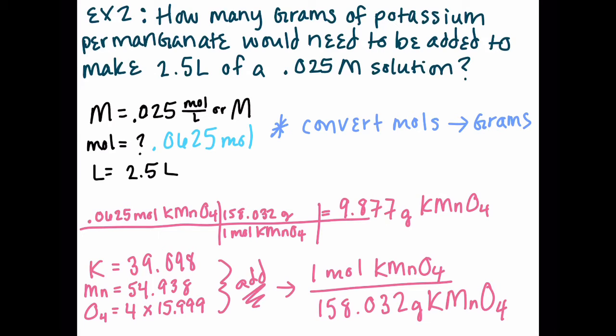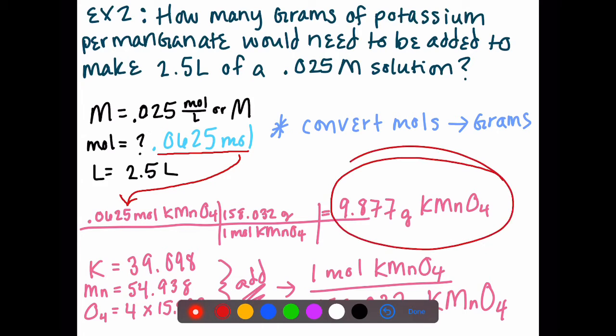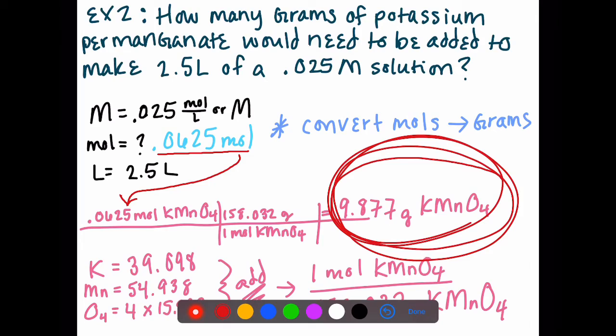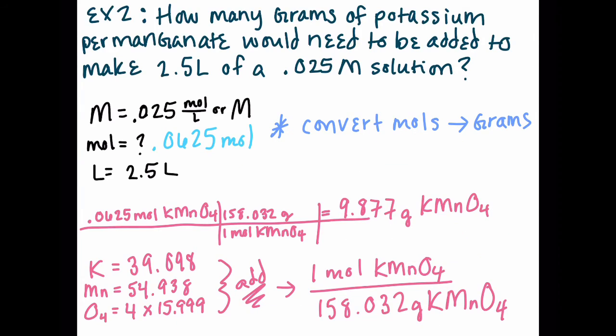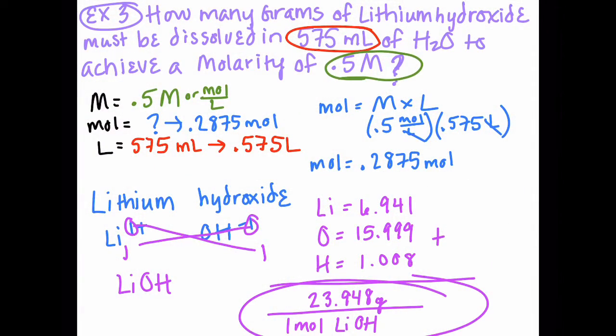I'm going to need to convert grams into moles, moles into grams. So after I solved for moles, I had 0.0625 moles of that stuff. And I just need to convert it into grams. I'm going to use the formula weight, just like we always have. So I looked up the mass of potassium, the mass of manganese, and then the mass of oxygen. And I had 4 of them. So that's how I came up with that.